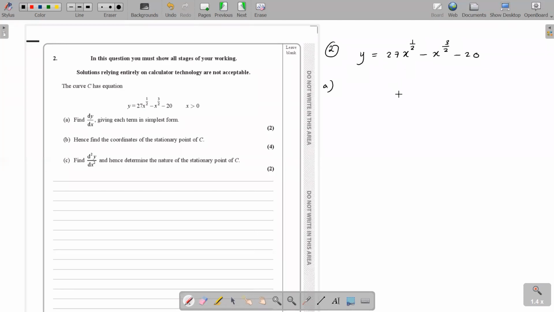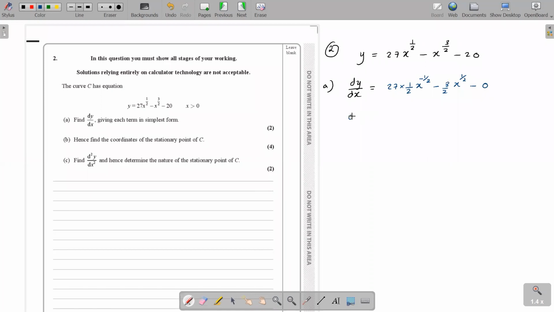Okay, so how do we find dy by dx? Let's find dy by dx. You take the power in front, subtract 1 from the power. So I get here 27 into half times x to the power half minus 1, which is minus half. Minus 3 over 2 comes to the front, x to the power 3 over 2 minus 1, isn't it? 3 over 2 minus 1 is half. Minus 20, when you differentiate, it becomes 0.